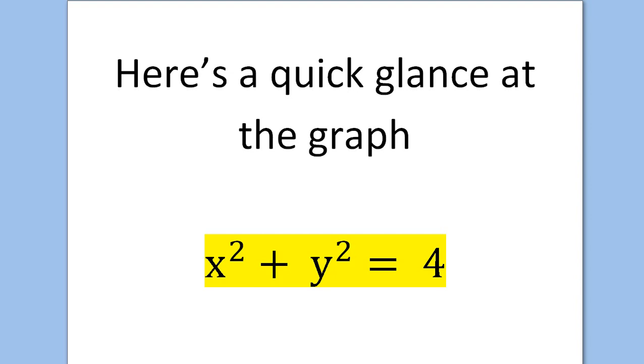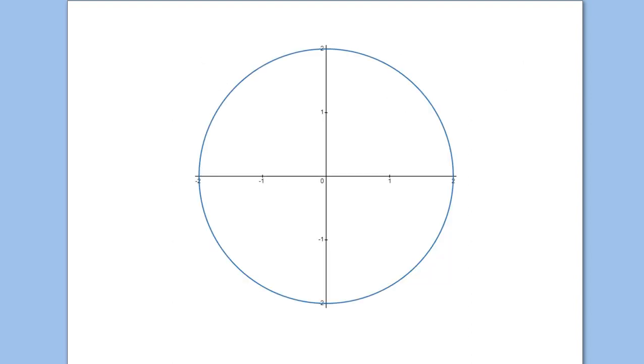So here's a quick glance at the graph of x^2 + y^2 = 4. There you go. You can clearly see that the x-axis ranges between -2 and 2. It's centered at 0, the origin. So the radius there is clearly 2. Diameter is 4. And then the y ranges from -2 to 2 as well.